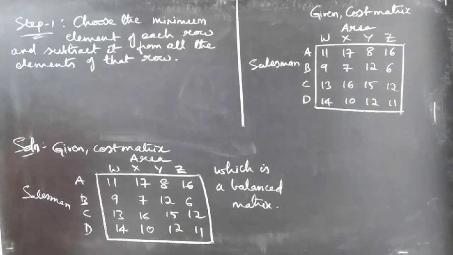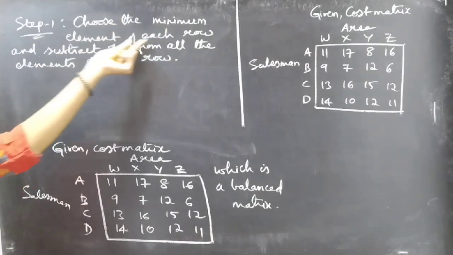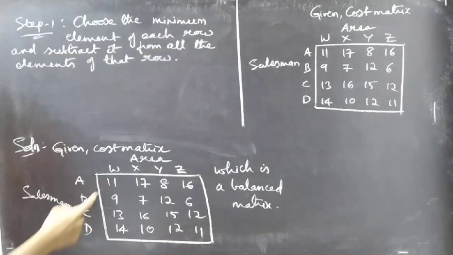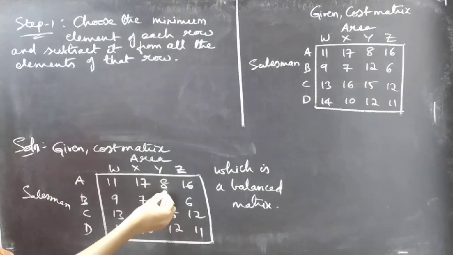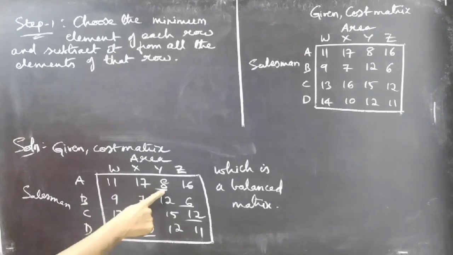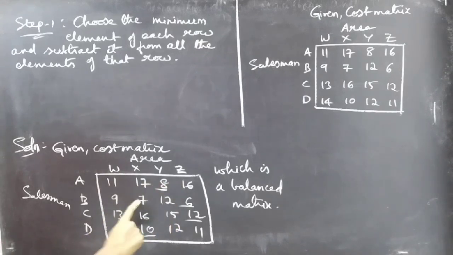Now coming to the first step. Choose the minimum element of each row and subtract it from all the elements of that row. So we have 4 rows, and we'll pick the minimum element of each row. In the first row 8 is the minimum element, in the second row 6 is the minimum element, in the third row 12 is the minimum element, and in the fourth row 10 is the minimum element. So we have to subtract the minimum element from all the elements of each row.